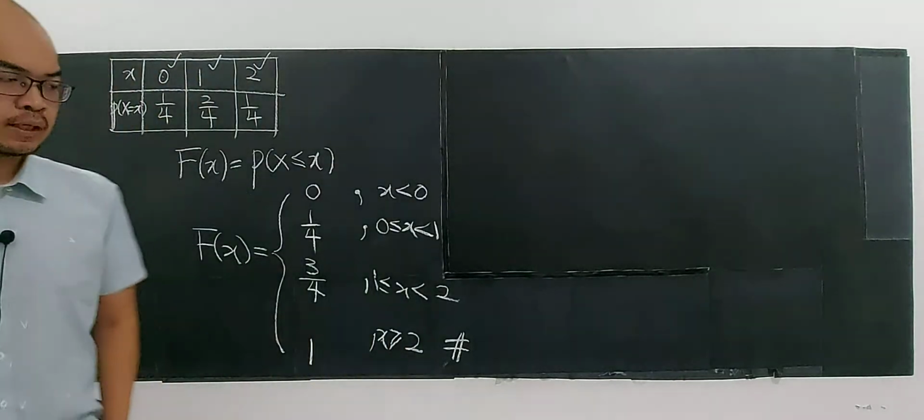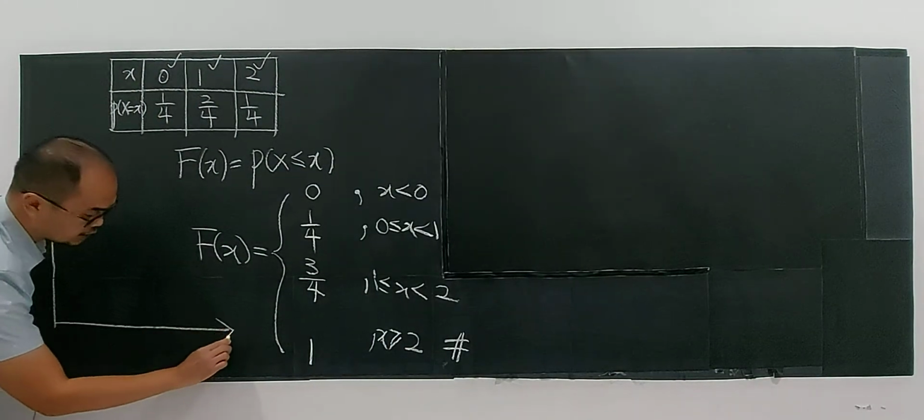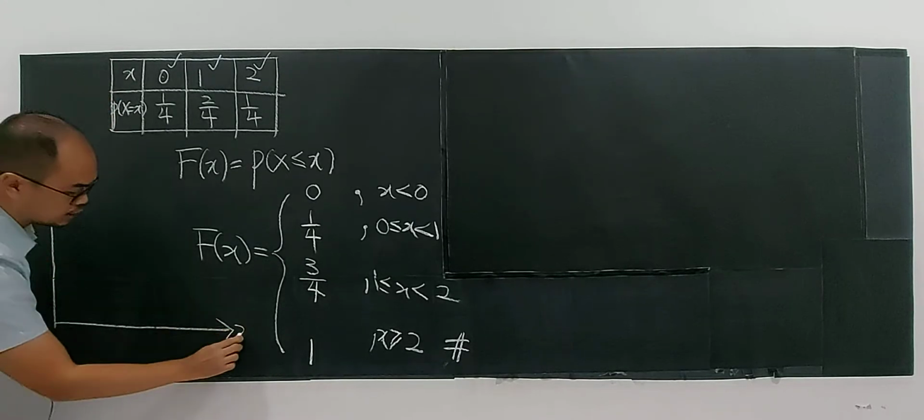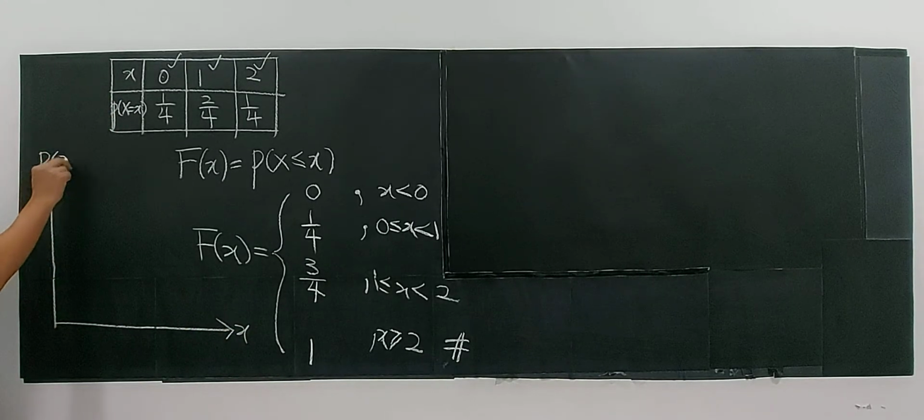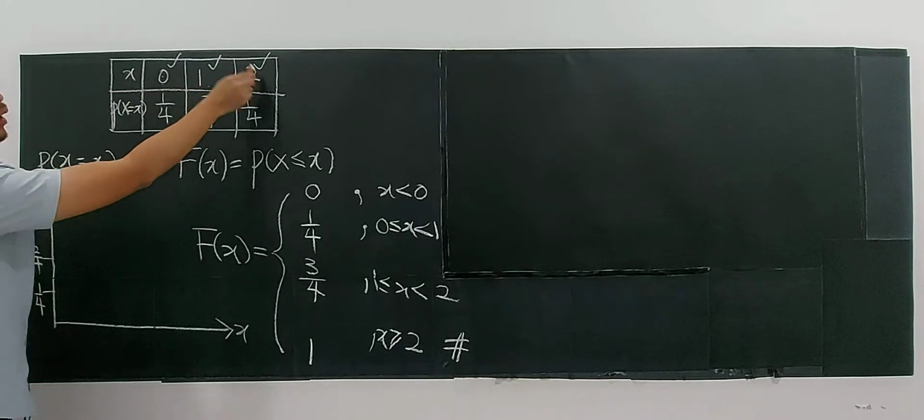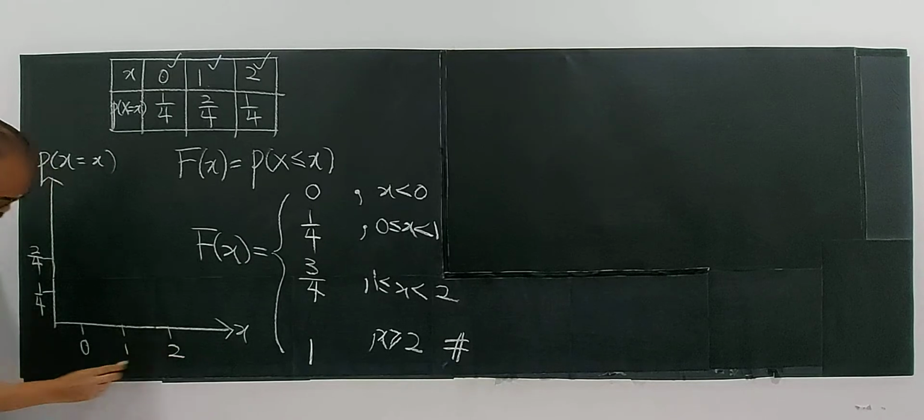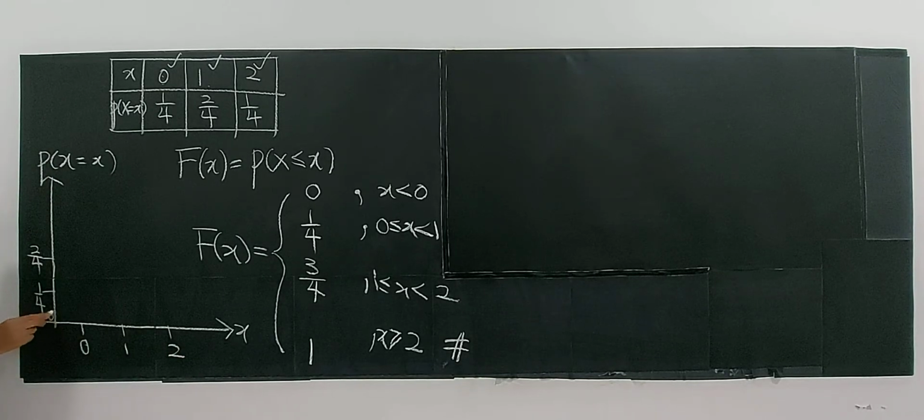Alright, at first I want to show you how to sketch the probability distribution function as you learned in the previous video. So now I just sketch it fast. This is x and the probability distribution function. The probabilities here are 1 over 4 and 2 over 4. The random variable consists of 0, 1 and 2, starting from 0.